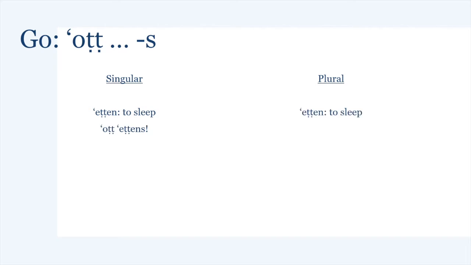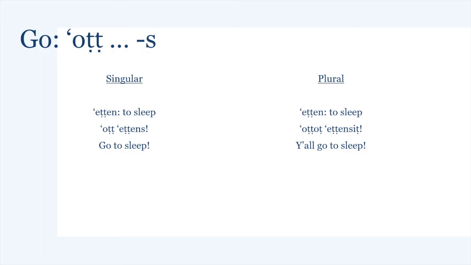If you want to say go sleep, go to sleep, if you were telling this to a child, like ot etrens, go to sleep. You say ot, add the verb, and then add that s. Ot etrens. Now, if you want to say to a group of children, go to sleep, like y'all go to sleep, you say ot etrensit. It's a mouthful, but here you notice you put that T at the end of ot.